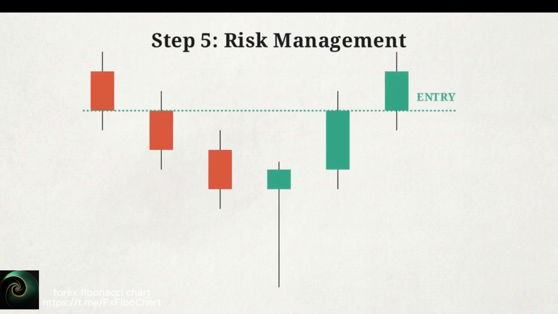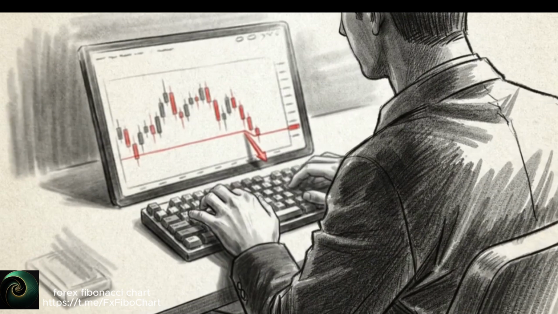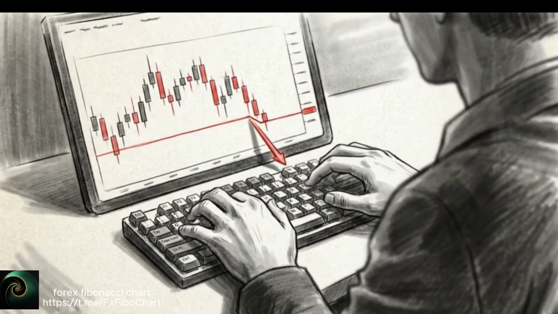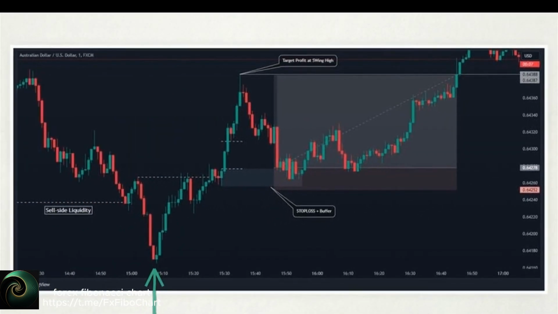Your stop loss goes just beyond the furthest extreme wick of the sweep candle, using the market structure as a shield. You must add a small pip buffer to your stop loss. This ensures that minor spread fluctuations don't knock you out of a valid position. As shown in this finalized setup, the take profit targets the next opposing liquidity pool. After a sell-side sweep at the bottom, your target is the buy-side swing high at the top.